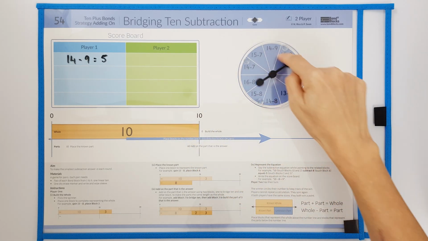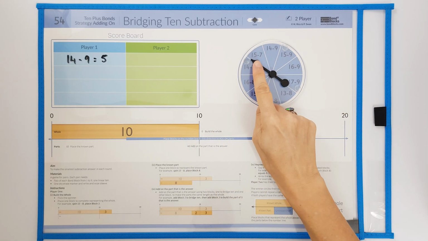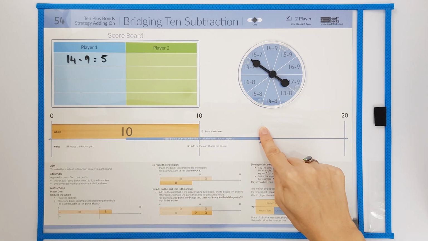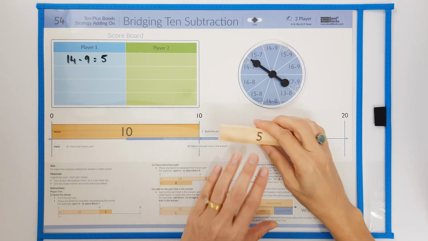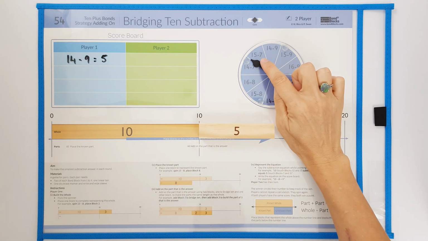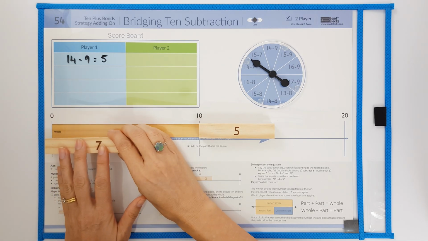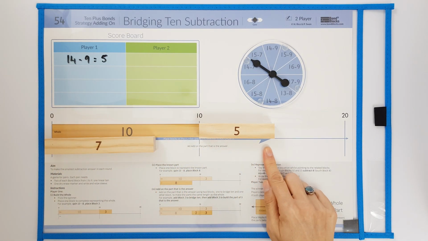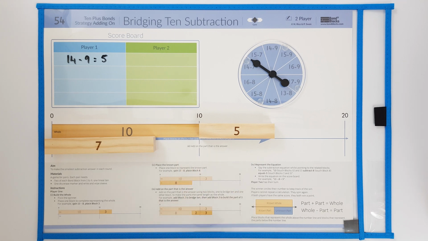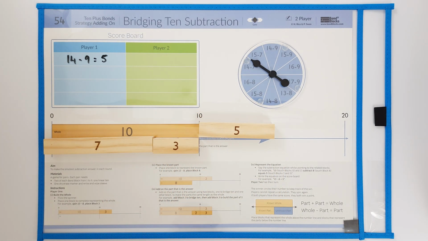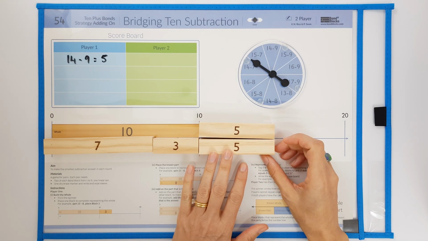Player 2 has their turn and they spin 15, subtract 7. First they represent the whole of 15. They then represent the part they know of 7. And they find out the part that is the answer by adding on in 2 blocks. 1 block to bridge 10 and 1 more to make the parts equal to the whole.